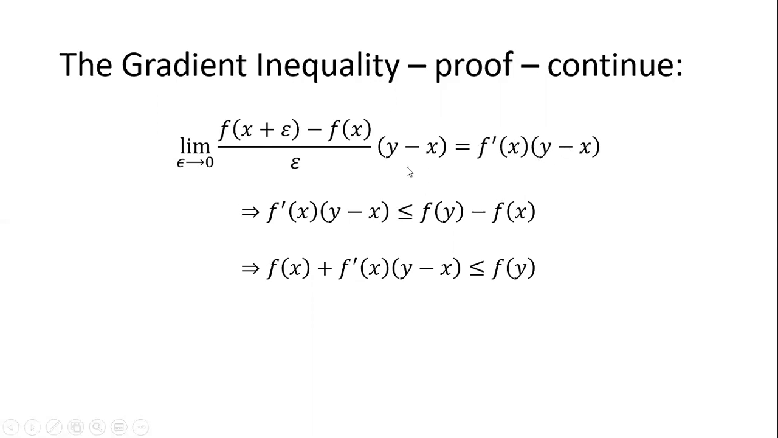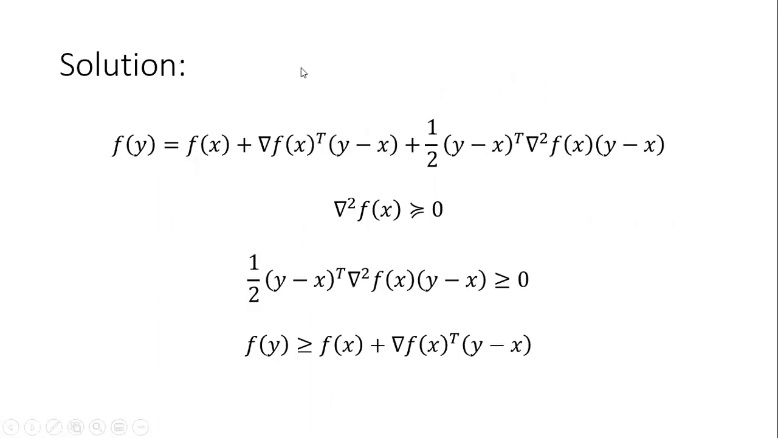So we got that the derivative of f at x multiplied by (y minus x) is less or equal to f(y) minus f(x). When we move f(x) to the other side, we get that f(x) plus the derivative of f(x) multiplied by (y minus x) is less or equal to f(y). And then we proved the gradient inequality. Now the solution for our problem.